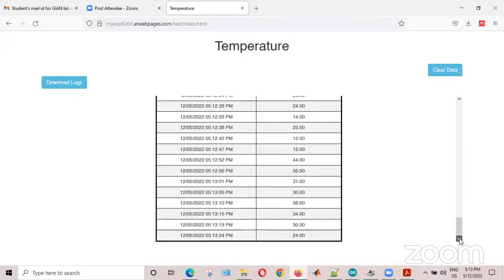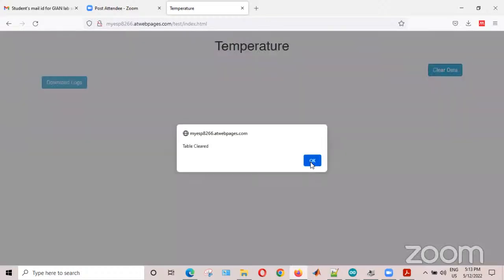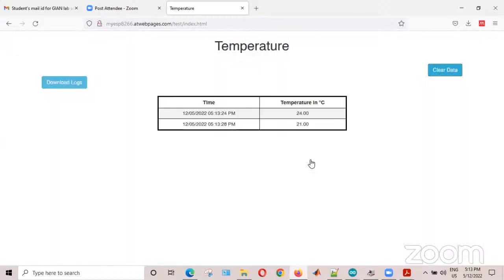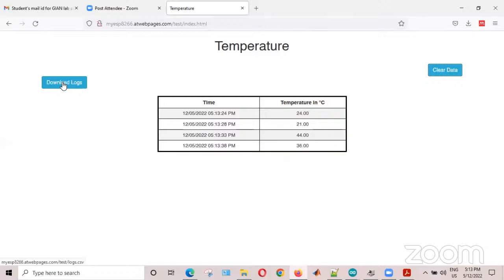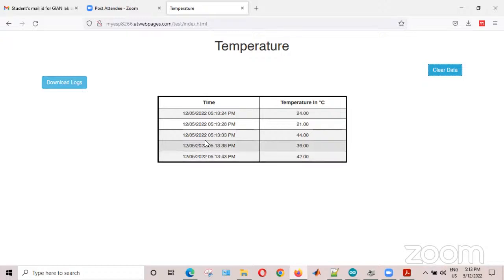Now using different tools present on the server, we can clear the data. It will clear all the table data, so we can see only the recent data over here, and we can also download the previous data, that is the logs. So we will go very quickly through the code on Arduino, and then we will go through the simple code on the server side.